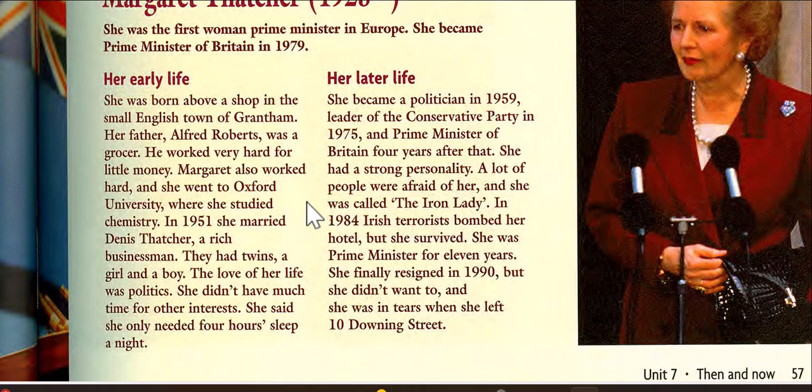Her father, Alfred Roberts, was a grocer. He worked very hard for little money. Margaret also worked hard and she went to Oxford University where she studied chemistry. In 1951, she married Dennis Thatcher, a rich businessman. They had twins, a girl and a boy.